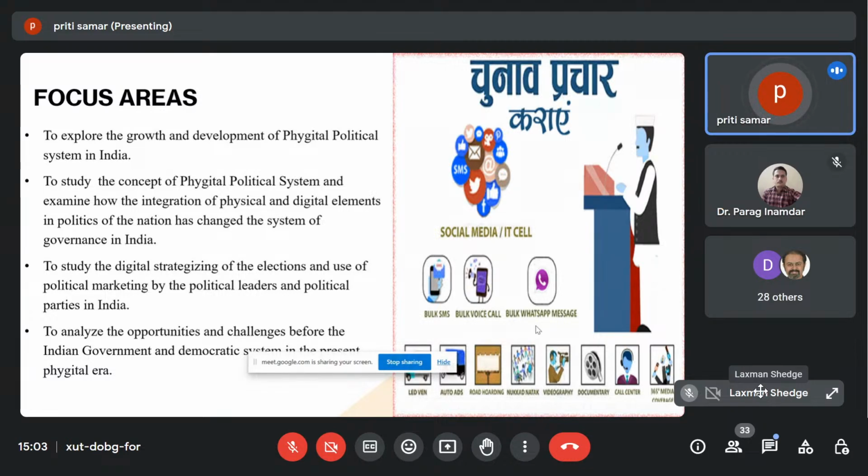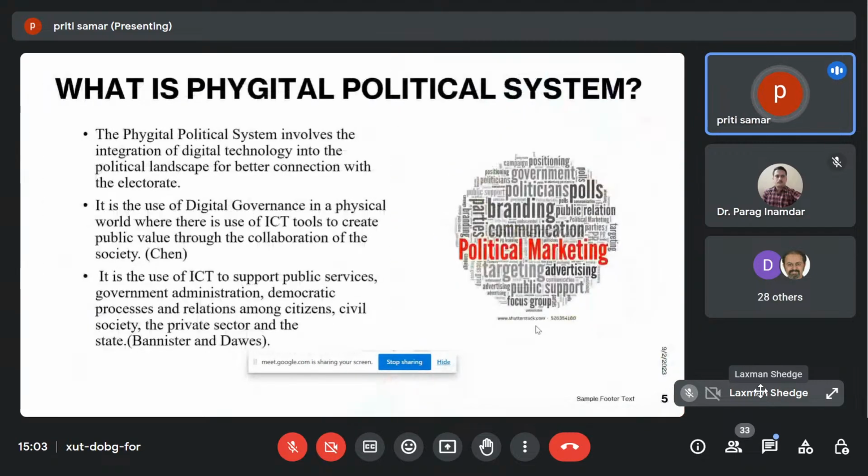And it also aims to analyze the opportunities and challenges before the Indian government as well as the Indian democratic system in the present digital era. So let us understand what is digital political system.